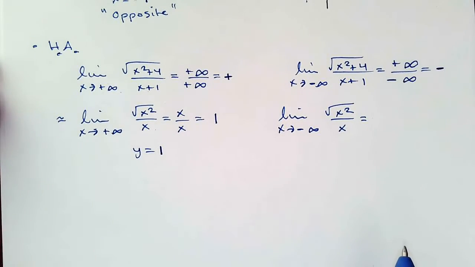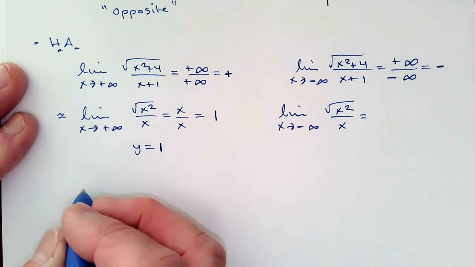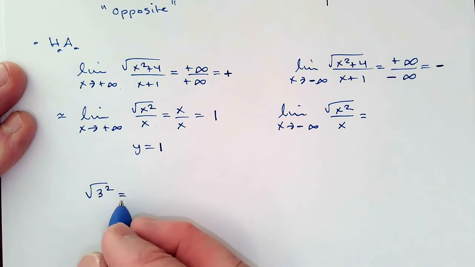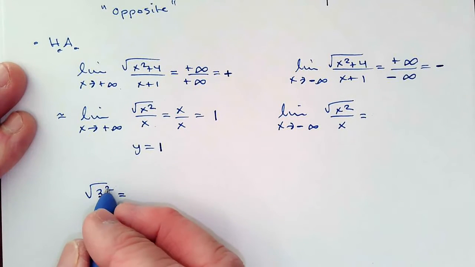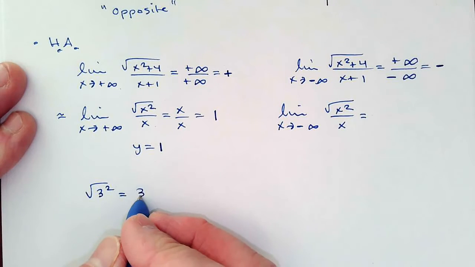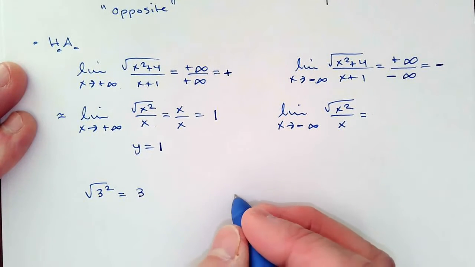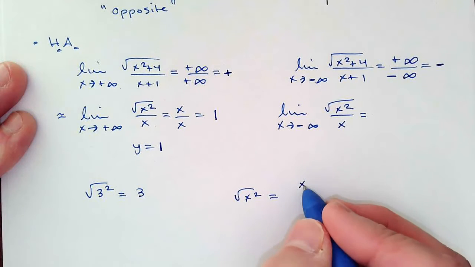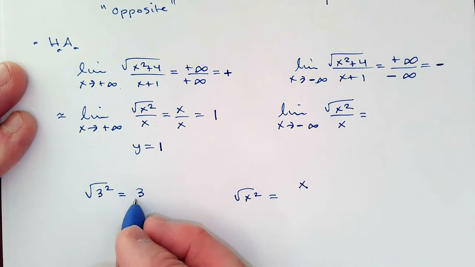Well, that's not always true. Okay, let's think about this. If I have the square root of 3 squared, yeah, 3 squared is 9, square root of 9 is 3. So that certainly fits the idea that the square root of x squared could equal x, right? It's just whatever you're squaring.